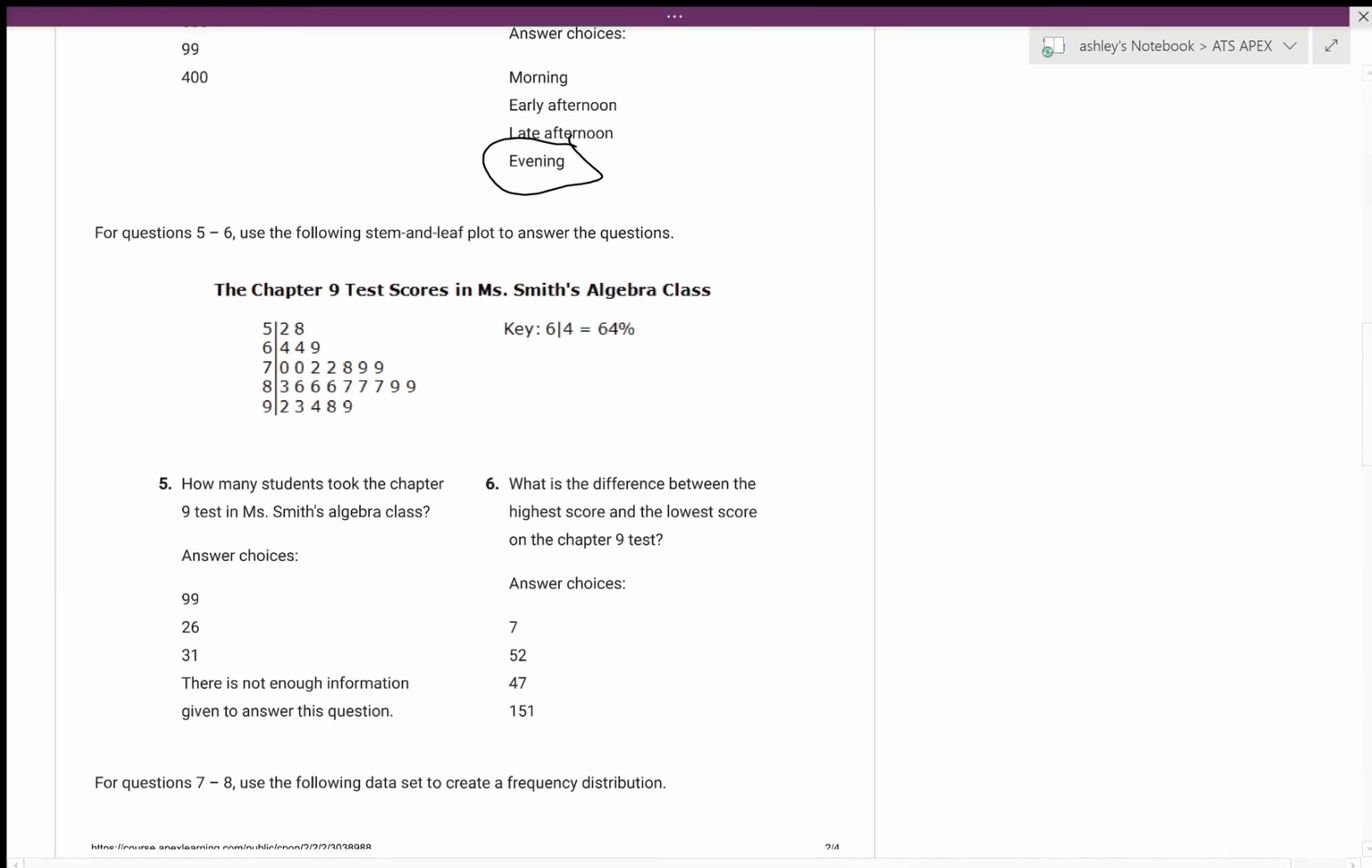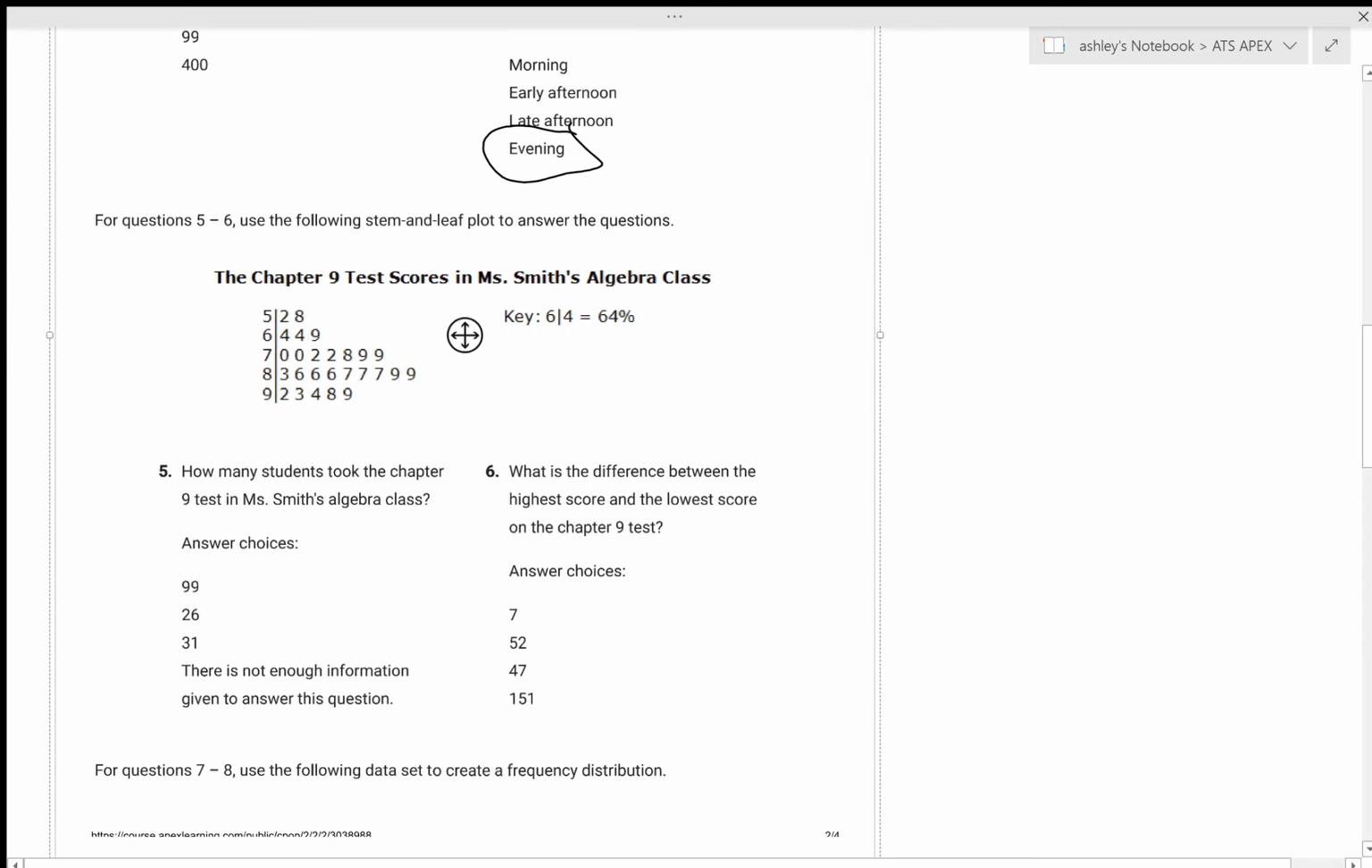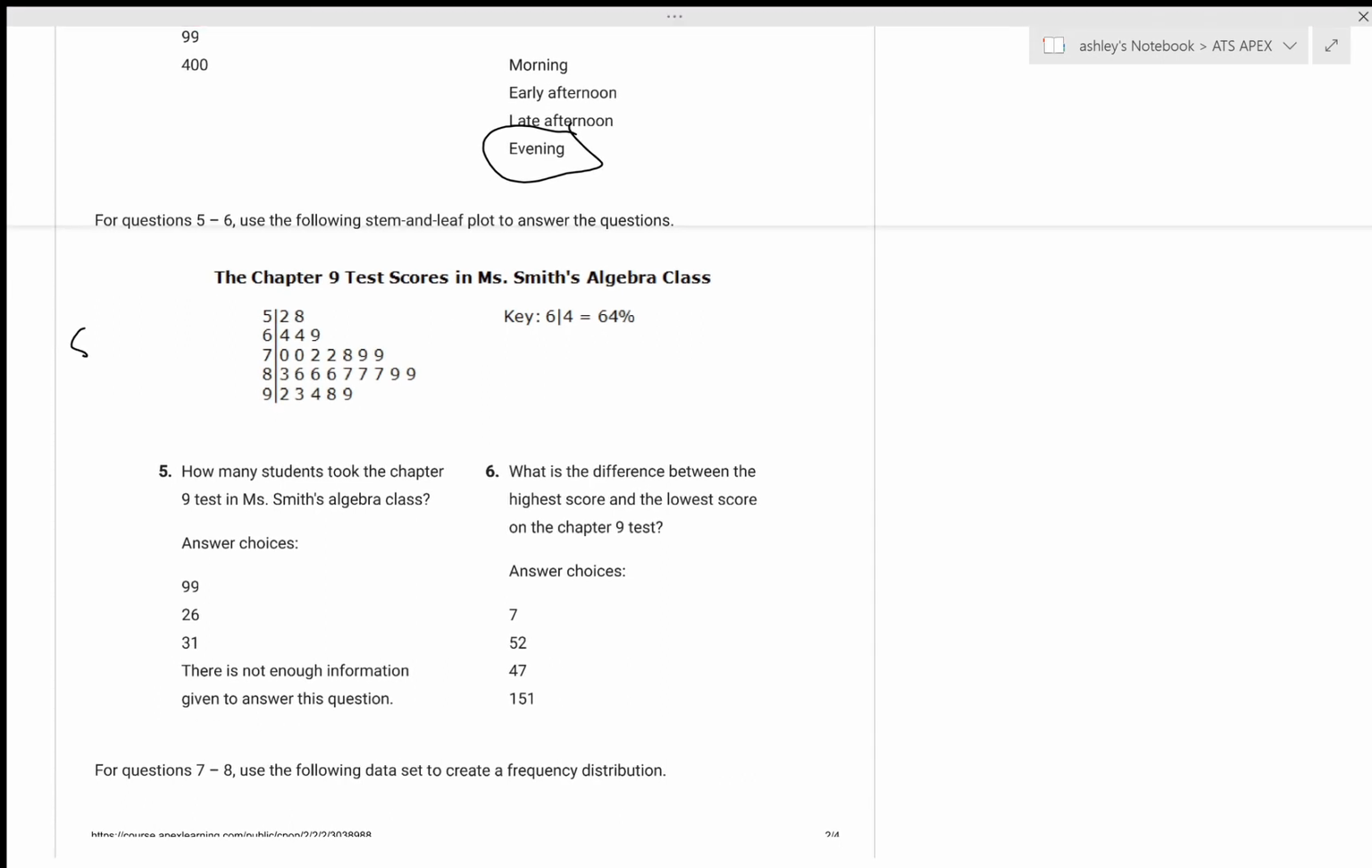This right here is an example of a stem and leaf plot. The way a stem and leaf plot works is you have this number in front, the 5, and then you have a line, and then you have the numbers after. So this 5, 2 means that that person got a 52%. And you see this key over here, 6, 4, well that's a 64%. So you can do this with any of these numbers.